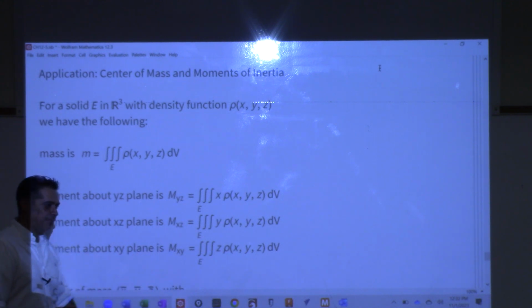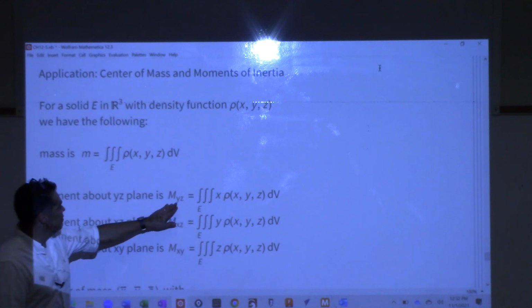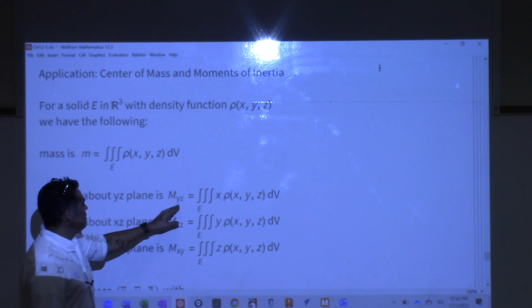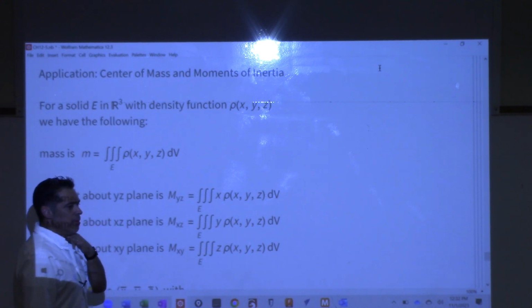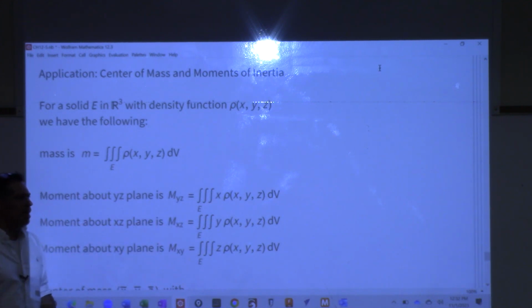Question: does the order of the letters of the moments matter, like with partial derivatives? These aren't partials. The order doesn't matter. Normally we would say the yz plane, but you could also say the zy plane. It means the same thing.